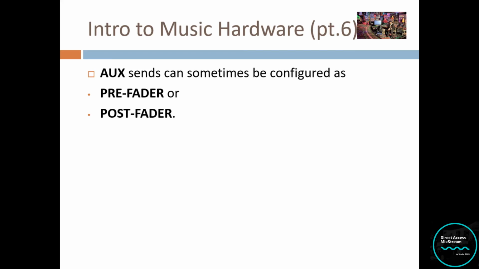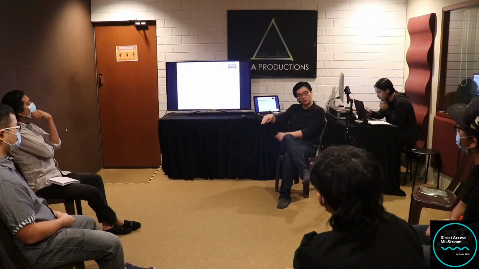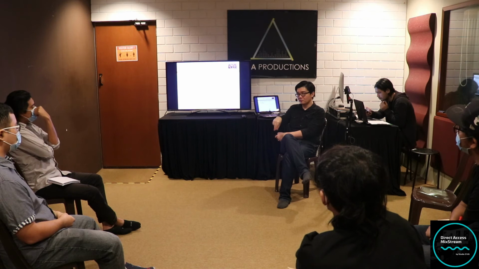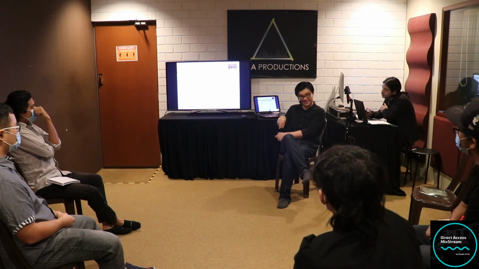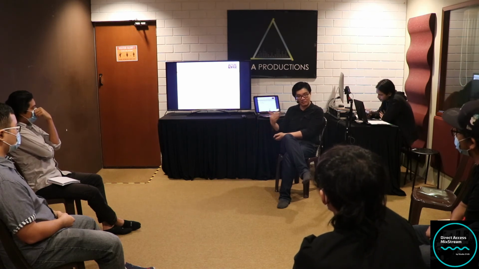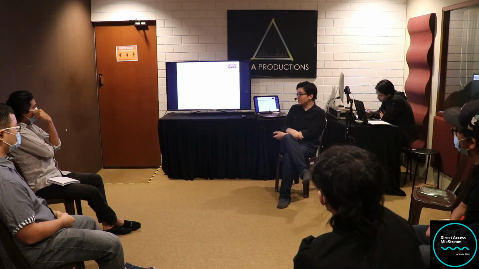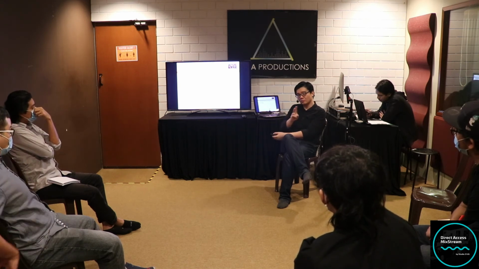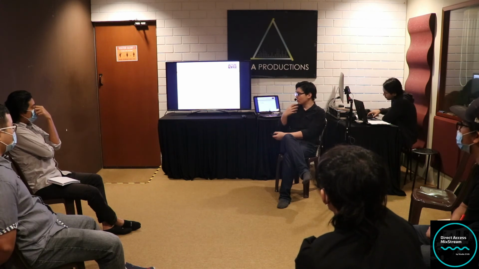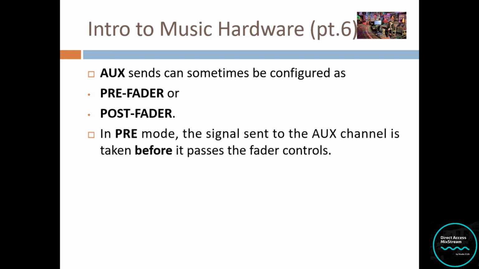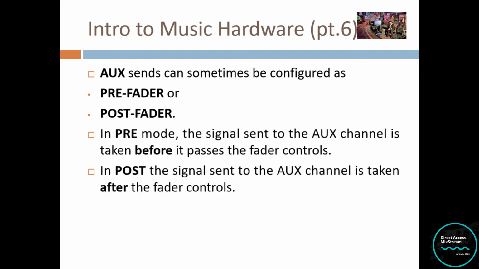Now, the opposite is what we call post-fader. If your auxiliary is tapping the signal after the fader, what happens if you change your fader volume? It changes the level of whatever's being sent out to the auxiliary as well. So you've got to know where to apply something pre, or where you want to apply something post. As it says here, in pre mode, the signal sent to the aux channel is taken before it passes the fader controls. In post, it's taken after.